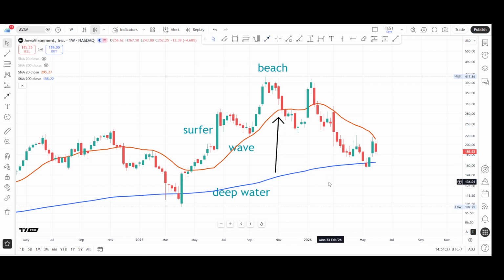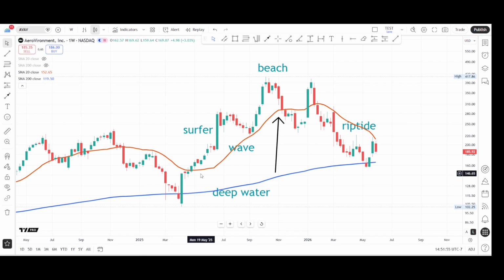And let's see, I'm missing something. Oh, I'm going to introduce a new analogy or a new term, and that is the riptide. So this move from the beach back to the deep water is called the riptide. That's called the riptide. And I've got a few more little terms that I haven't introduced yet. We'll get to those, but these are the big ones.